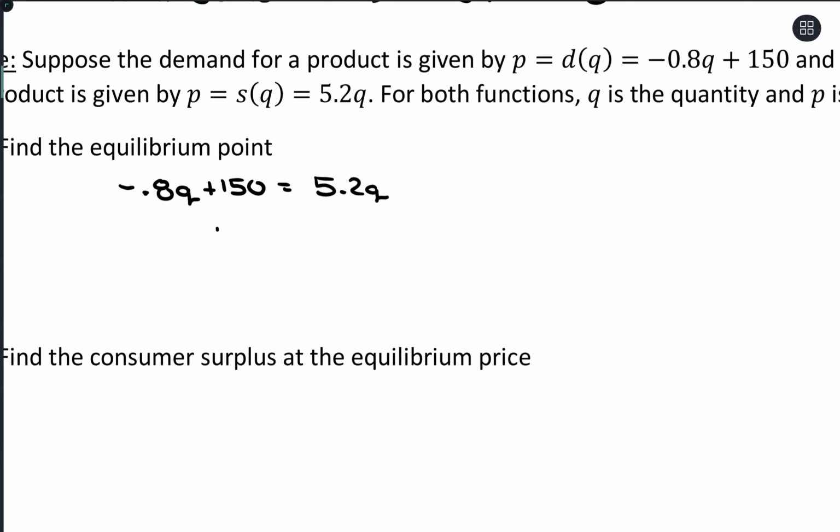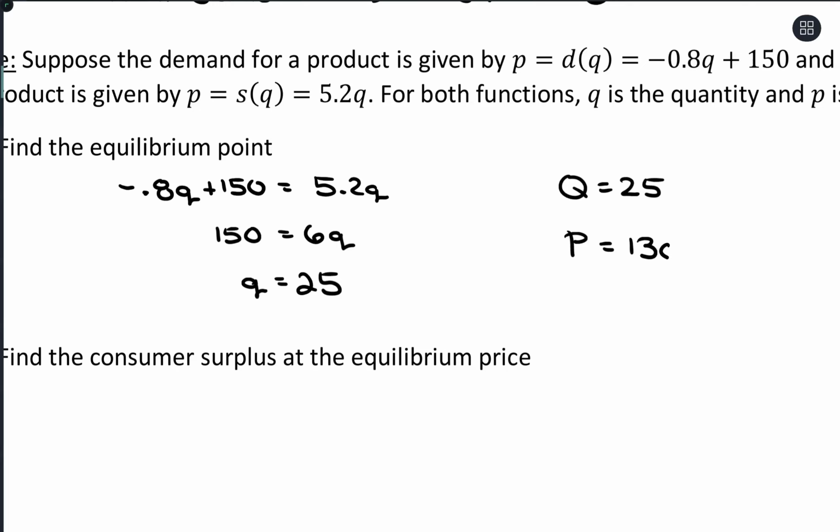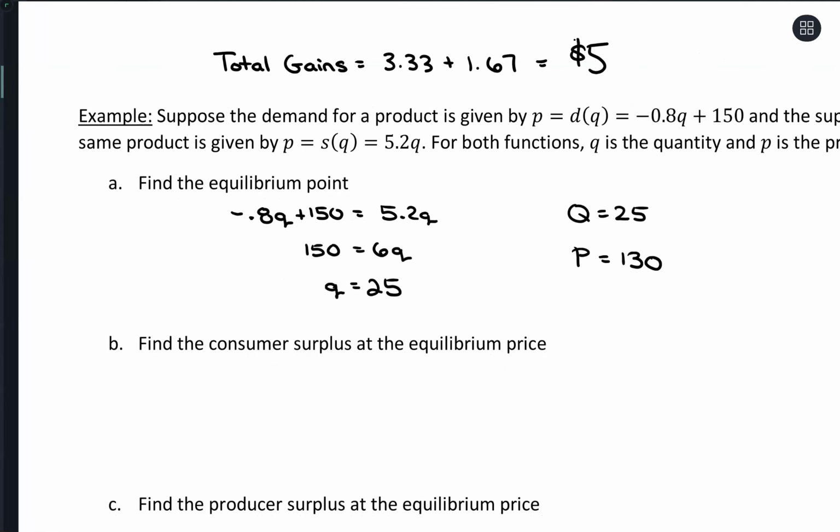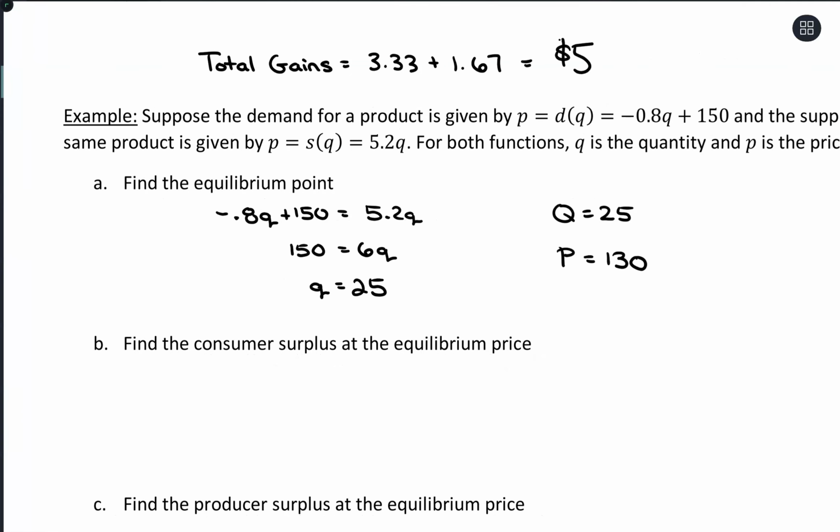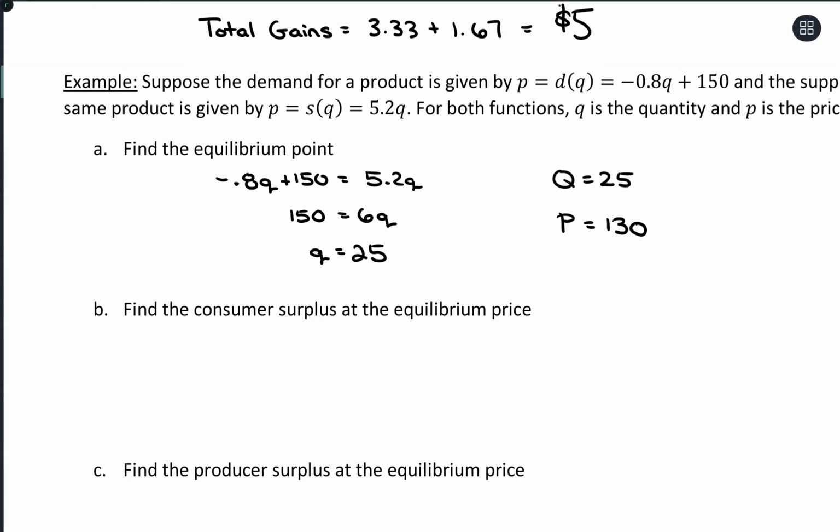Add 0.8Q to both sides. So we have 6Q equals 150, divide by 6. So we get Q equals 25. So Q is 25 for equilibrium. And then for the price, we just need to plug in 25 into one of the functions. How about 5.2 times 25, which is 130. So we have our equilibrium at a quantity of 25 units at a price of $130.